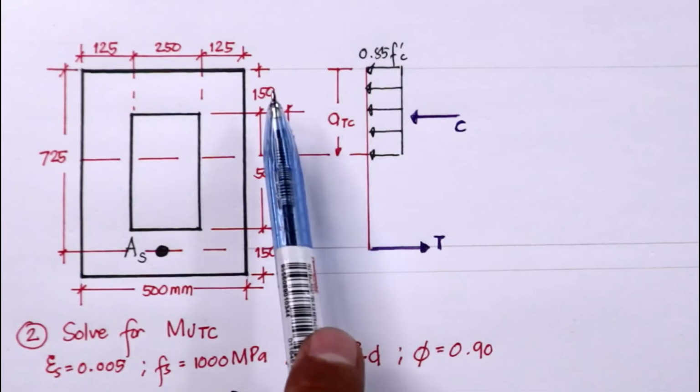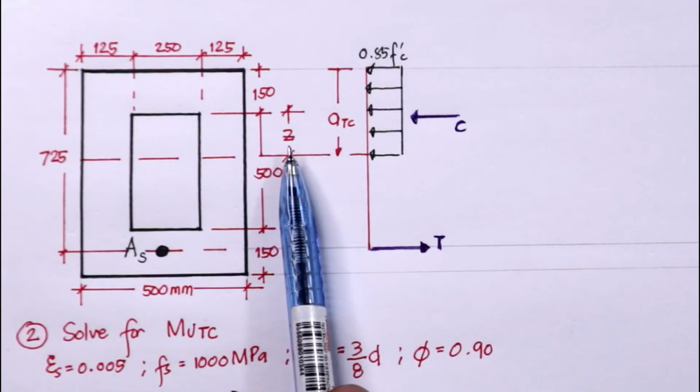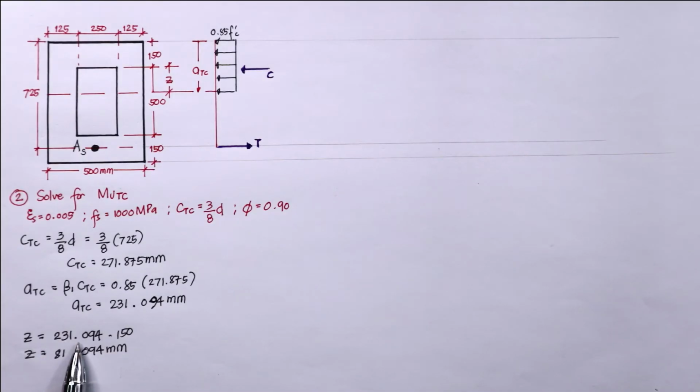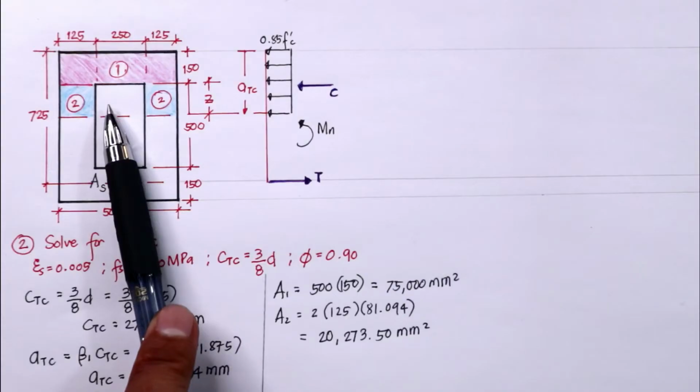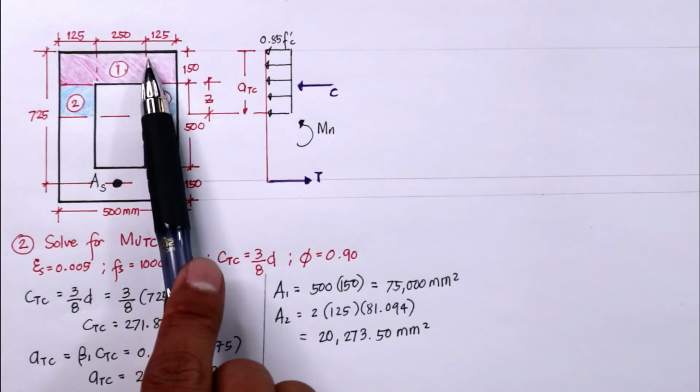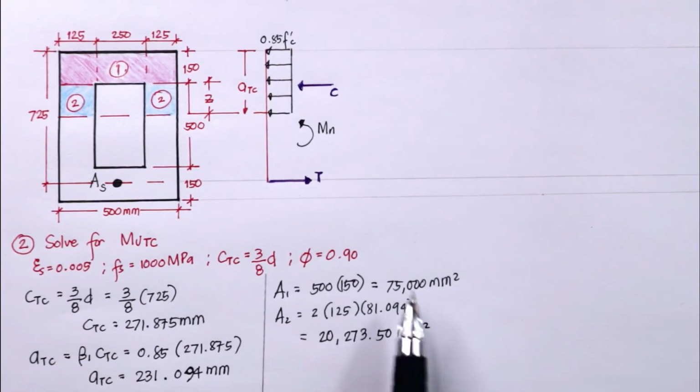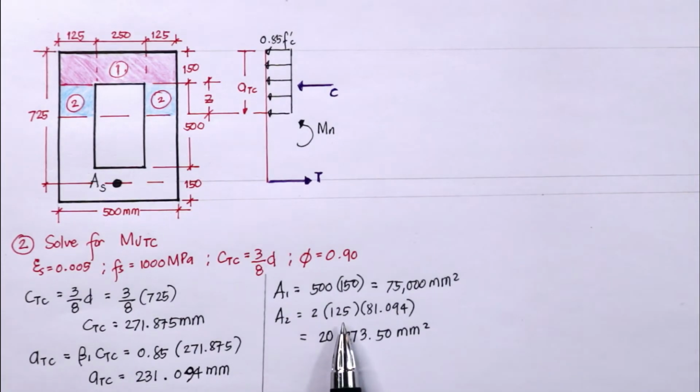Since yung value ng a is greater than 150, then the value of c is equal to a minus 150. Solving for c is equal to a, yung nakuha natin, minus 150. Then the value of c is 81.094 mm. Uulitin ko lang yung ginawa ko kanina, solving for the value of A1 and A2. A1 is equal to 500 times 150. Value of A1 is equal to 75,000 mm squared. A2 is twice of 125 times 81.094. Then the value of A2 is equal to 20,273.50 mm squared.